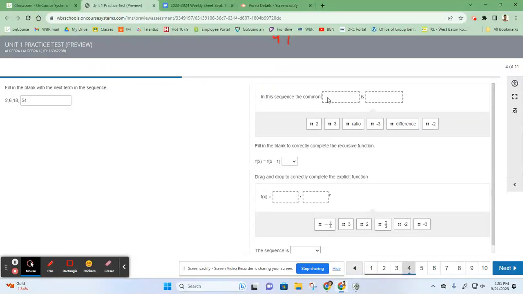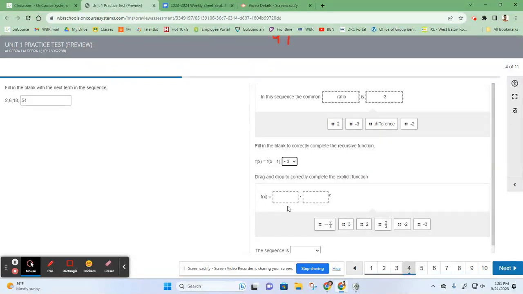In this sequence, the common difference, because we are, nope, not difference, hold on. It's multiplication, it's a geometric. So we have a common ratio of 3. The recursive function is f of x minus 1 and then times 3.